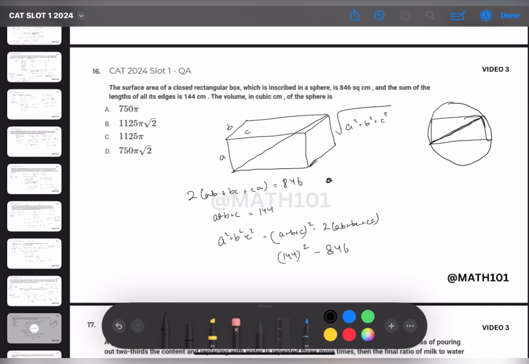So let's find this out. 144 into 144 minus 846 is equal to... Oh, we made a mistake. Making a lot of careless mistakes today.